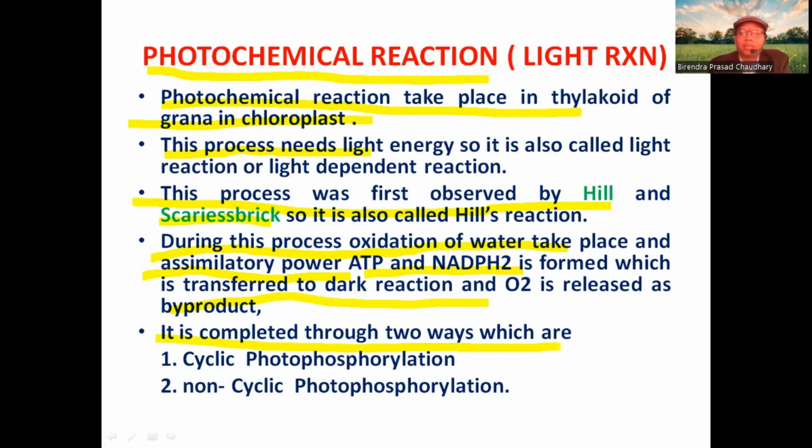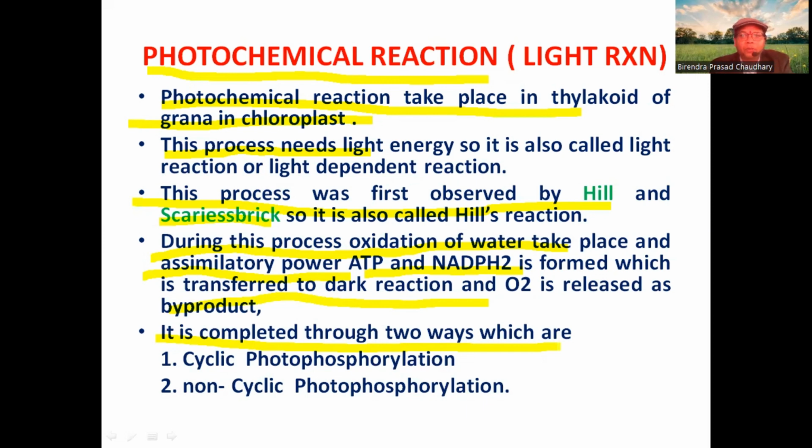Why is it called photophosphorylation? Phosphorylation means production of ATP molecules by using ADP and inorganic phosphate, and this process occurs in the presence of light. So it is also called photophosphorylation. And photophosphorylation takes place in two ways. One is cyclic photophosphorylation, which occurs in a cyclic manner. Another is non-cyclic photophosphorylation, which occurs in a non-cyclic manner.